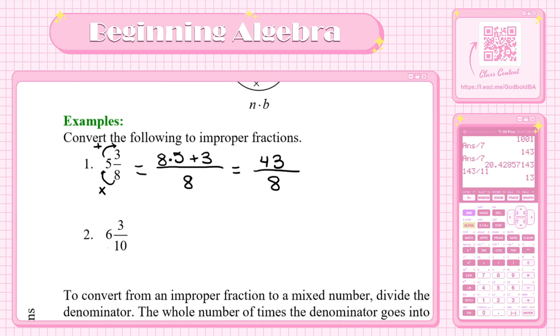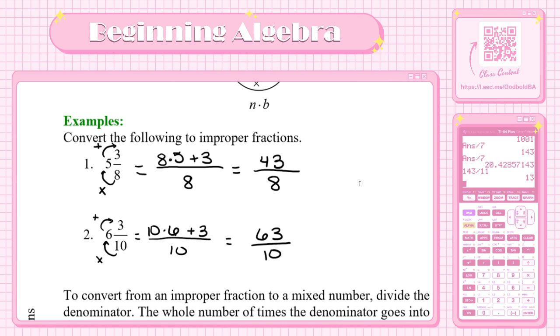Okay, let's do it with 6 3/10. So I'm going to multiply and then add. The denominator stays the same, nothing happens to that, and then I do 10 times 6 plus 3, so 63 tenths. Okay?